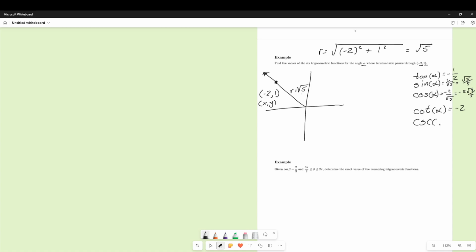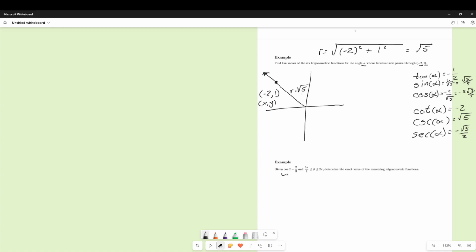For the cosecant and the secant, it's just the reciprocal of our sine and cosine respectively. I'm going to take the reciprocal from the unrationalized form for convenience. So square root of 5 and negative square root of 5 over 2. So these can be pretty quick once we get those relationships down, but it takes a little while.